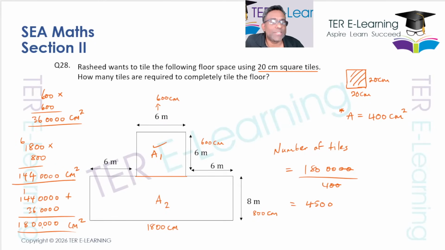Yeah, Ariel Rogers, that's exactly what you're doing. You need to find the area of the whole surface that they want to tile and divide it by the area of one tile. All right, so I'm going to move on here. That's 28.